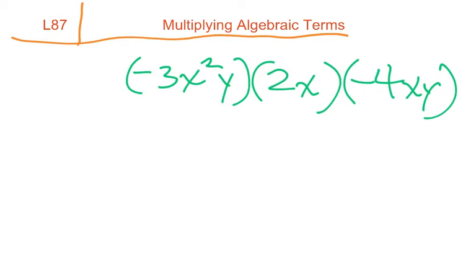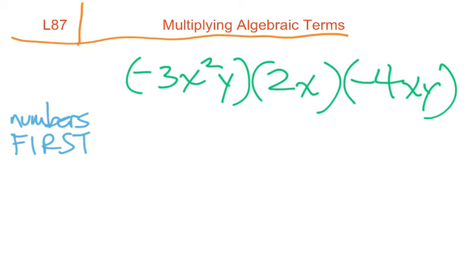So given this, and please write it down, where we have negative 3x squared y being multiplied by 2x being multiplied by negative 4xy, we want to turn our brain on. We want to make careful choices. And when I have both variables and numbers in a multiplication situation like so, I'm always going to think about numbers first.